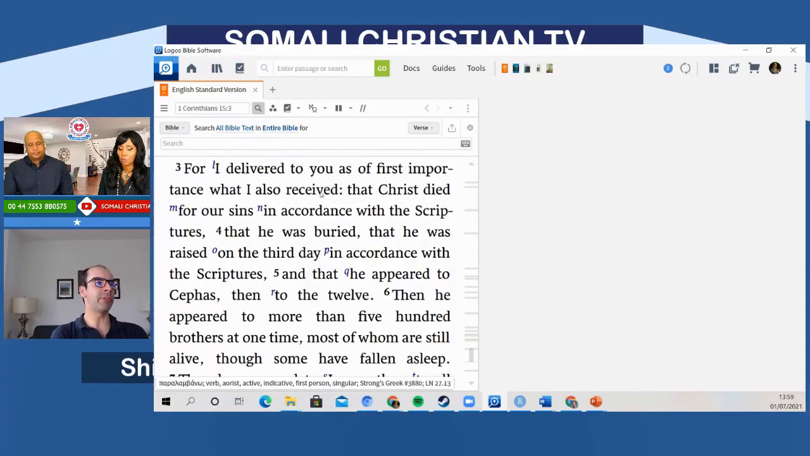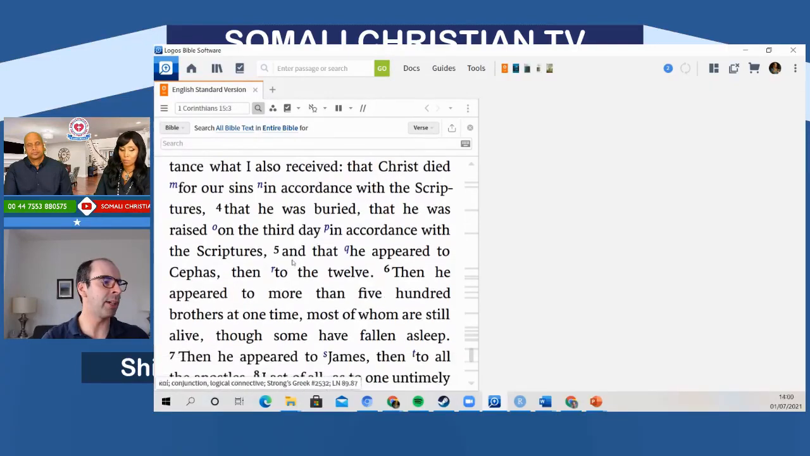I delivered to you as of first importance what I also received, and then you've got this very rhythmic structure that's designed for ease of memorization. Christ died for our sins according to the Scriptures, that he was buried, that he was raised on the third day in accordance with the Scriptures, that he appeared to Cephas, then to the twelve, he appeared to more than 500 brothers at one time, most of whom are still alive, though some have fallen asleep.